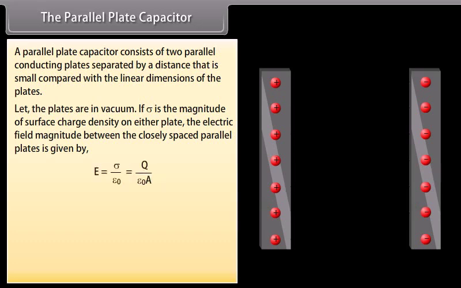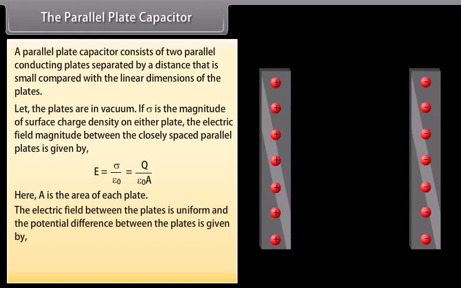But sigma is equal to Q by A. Put the value of sigma in the above equation. We get E is equal to Q divided by epsilon naught A. Here, A is the area of each plate.